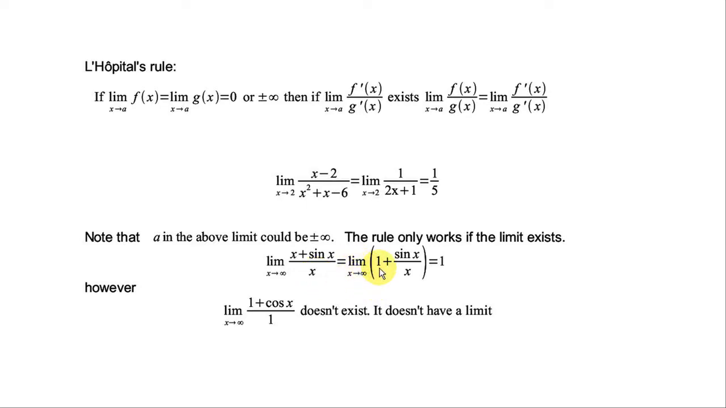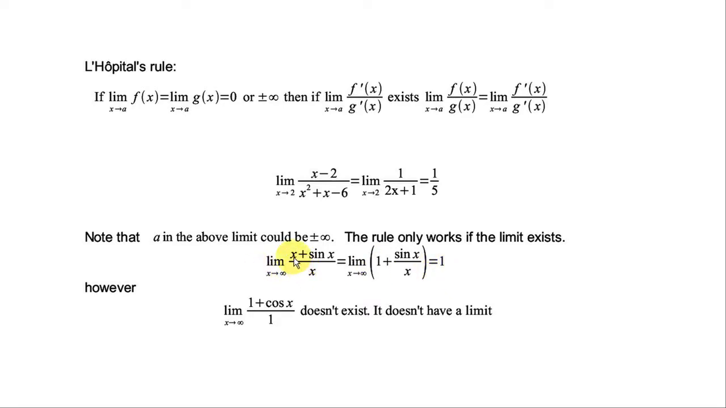And if you look at that, if you divide by x here, it's 1 plus sin x over x. And sin x is always going to be between plus 1 and minus 1. So if you're dividing by x, x is going to infinity. So that term is going to get smaller and smaller and smaller as x gets bigger, and so it will become negligible and vanish eventually. So the limit as x tends to infinity is going to be 1.